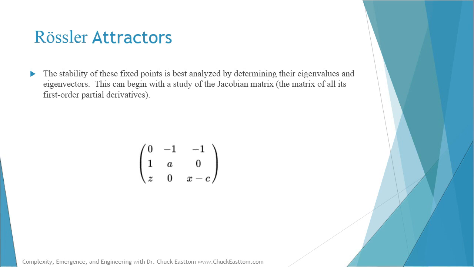Right here, we're looking at a Jacobian matrix, which is often one way to describe Rössler attractors. Now, the point we're making is this.